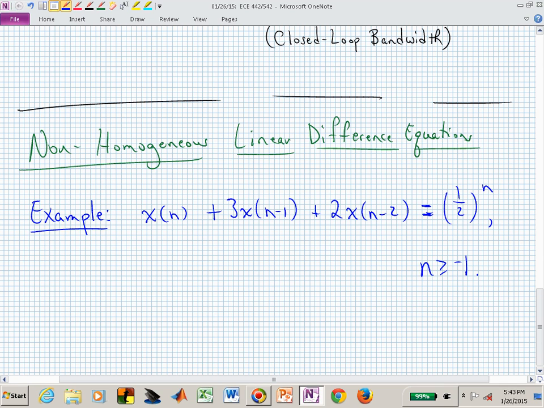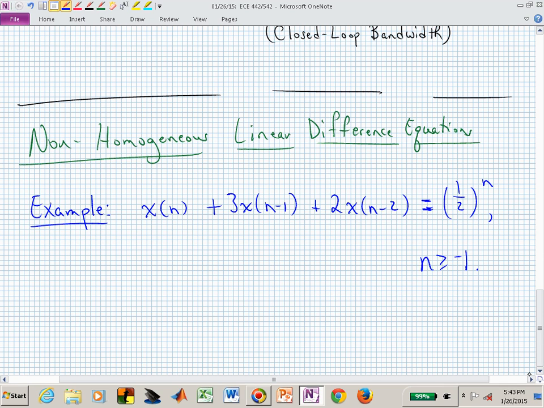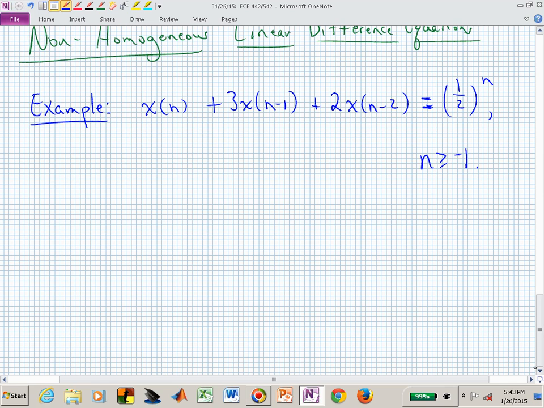How did you solve differential equations? In your differential equations class, how did you solve a generic second-order differential equation? Do you remember? No, I don't. I forgot. You're not supposed to forget.